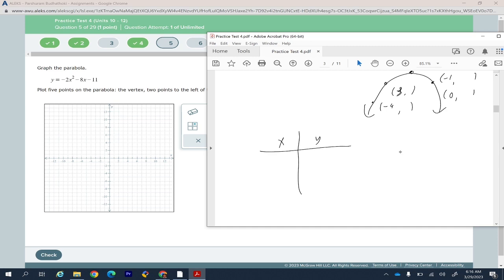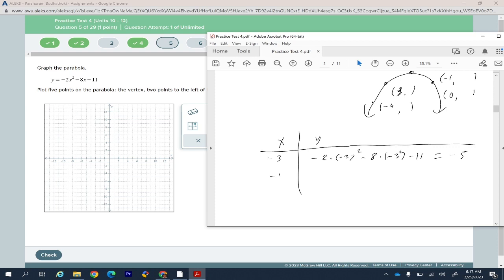If the x coordinate is -3, the y coordinate would be, plug the value of x, -3, here and do the calculation. That will be -2 times (-3) squared, -8 times -3, -11. And if you do this calculation on your calculator, it will be -18, positive 24, minus 11. So that is eventually -5. Okay, when x is -3, the y is -5.